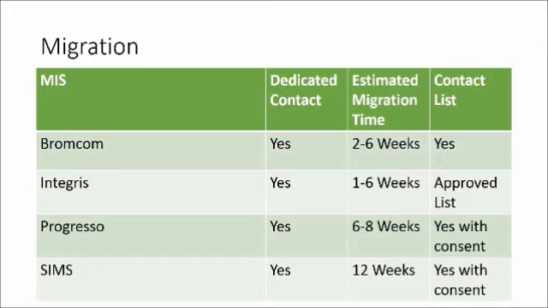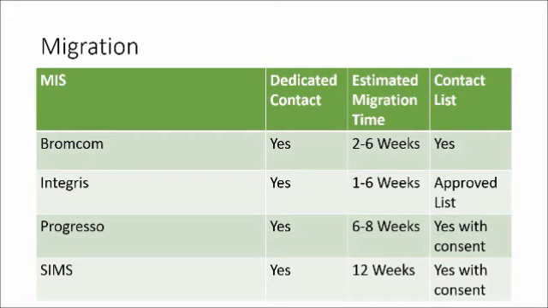They have a list of schools for you to contact, which while it doesn't include everyone, they say represents a range of experience and hasn't been cherry-picked. At Progresso, you get a dedicated contact. They estimate 6 to 8 weeks for the transfer, and they say that while some schools do not want their contact details shared, a good number don't mind.